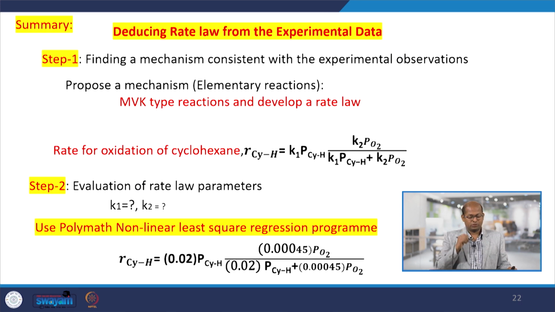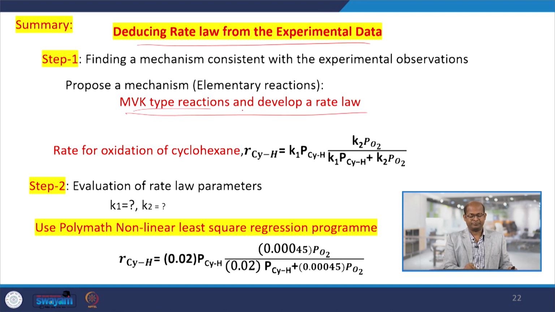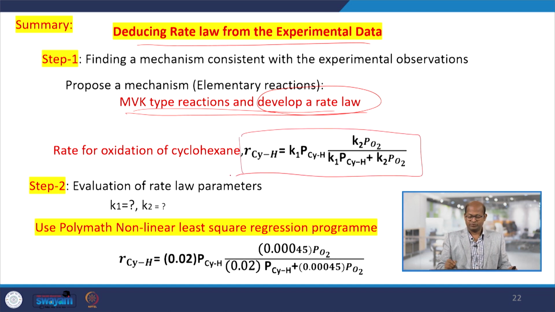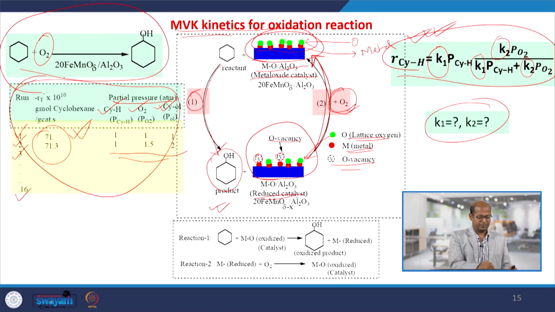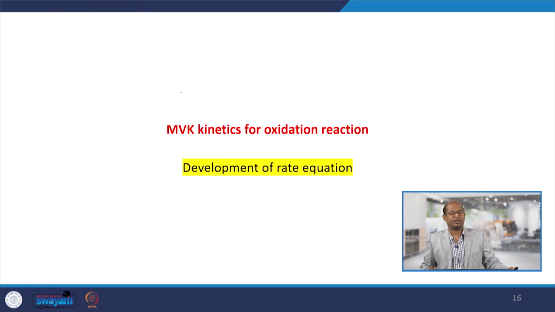Now, deducing the rate law parameters from the experimental results. From the MVK type of reactions we have developed a rate law by considering the elementary steps. So, this is the rate law we have developed, and we have the rate, meaning experimental data. This is our experimental data for this particular reaction. We have the rate and the partial pressures of 3 components.